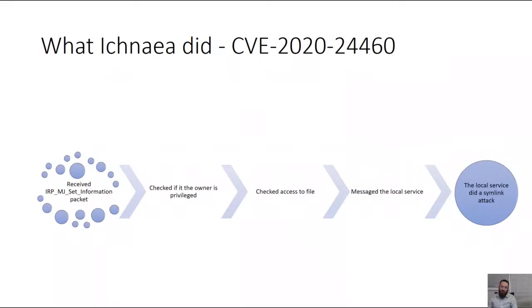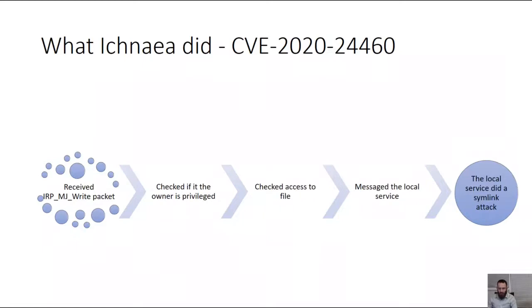So Ichnaea got IRP_MJ_SET_INFORMATION. It extracted the information class to determine if it's of the type FileDispositionInformation or FileDispositionInformationEx, which is actually the case. Then it checked the security context of the thread that did the delete operation. The service was notified, so we created a mount point and a symlink and the target file got deleted. In the same way, Ichnaea implemented the arbitrary write attack; we were later fortunate because of the call of SetSecurityFile, as we saw before.